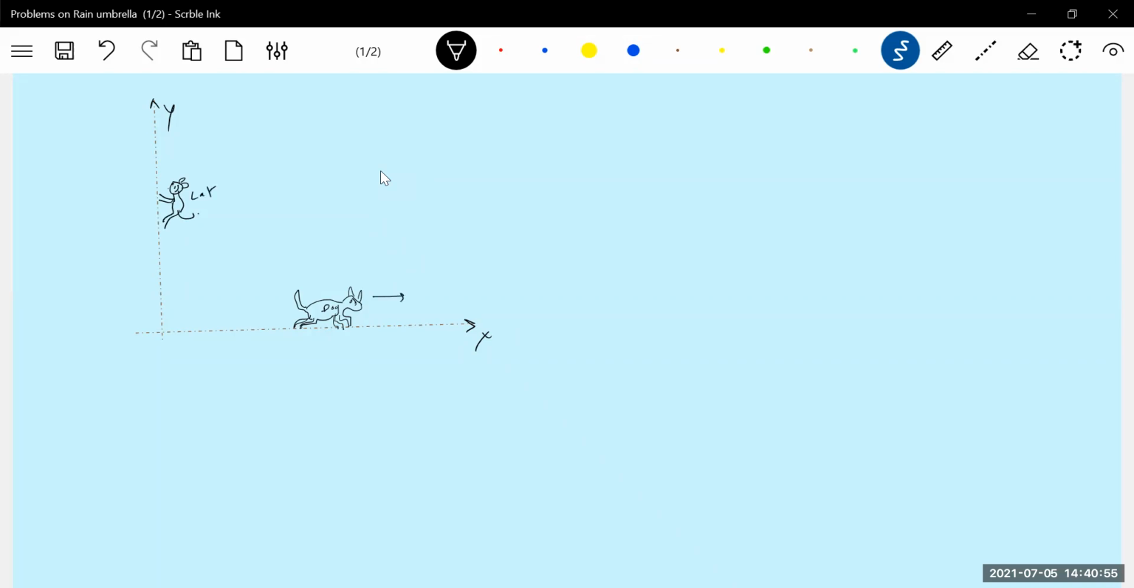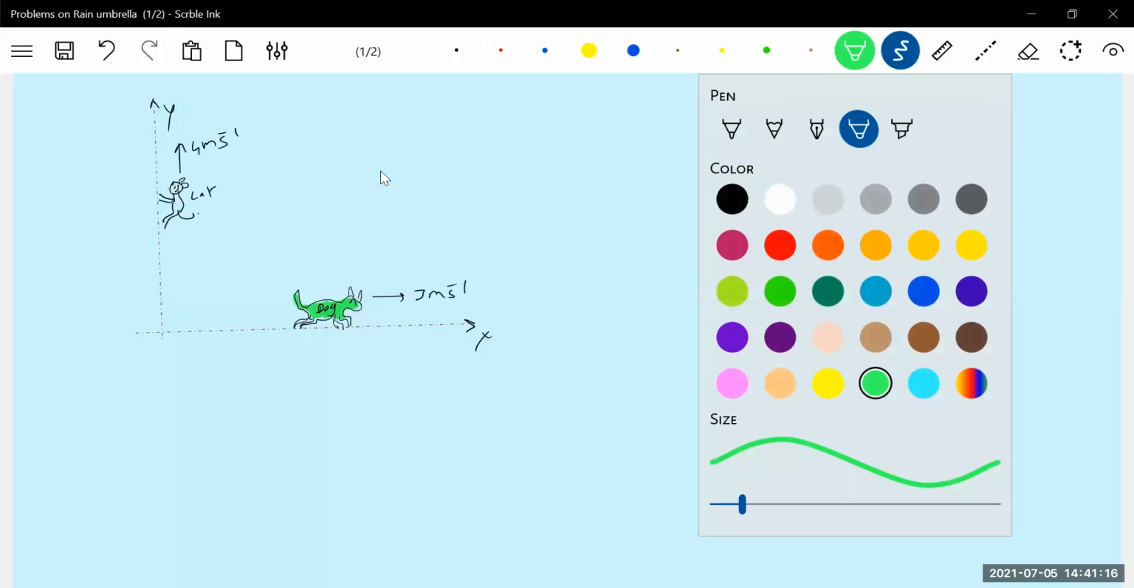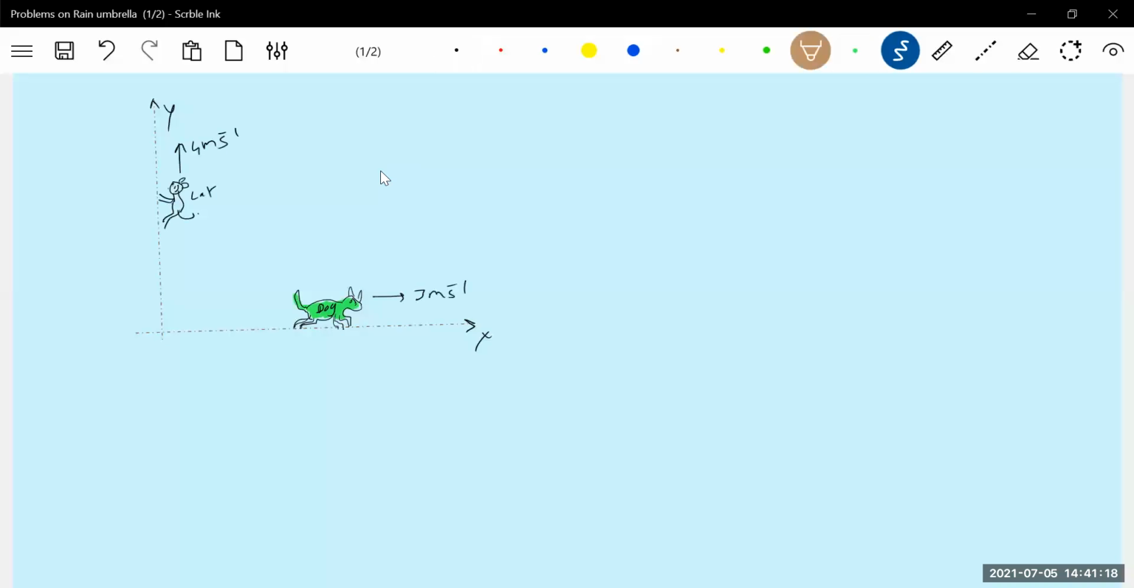It is moving with, say, 3 meter per second. This is moving with 4 meter per second. So what are the 3 meter, 4 meter per second? Velocity of dog along x-axis, it is 3 meter per second. That of the cat, it is 4 meter per second.